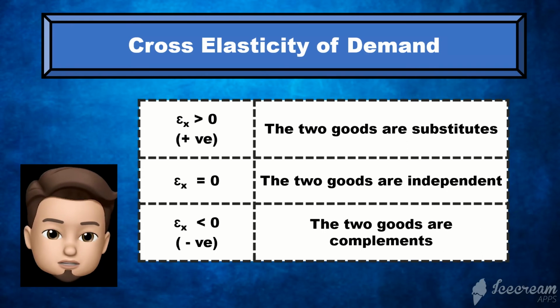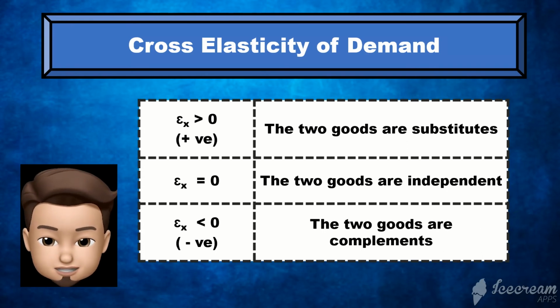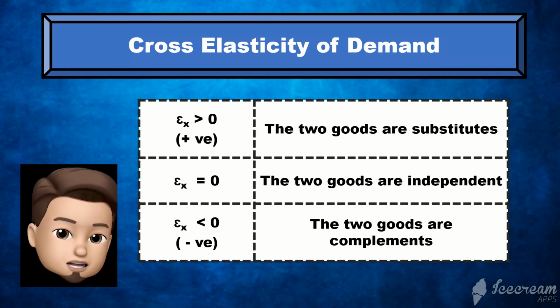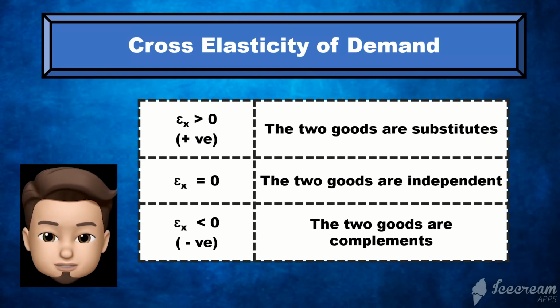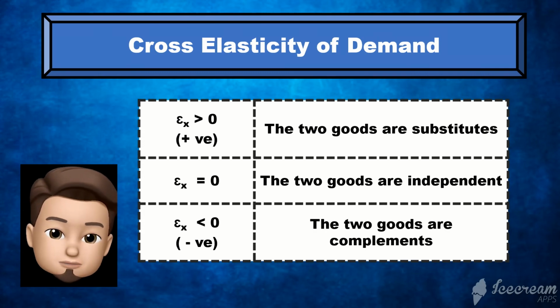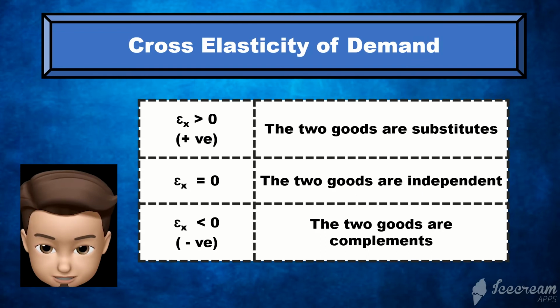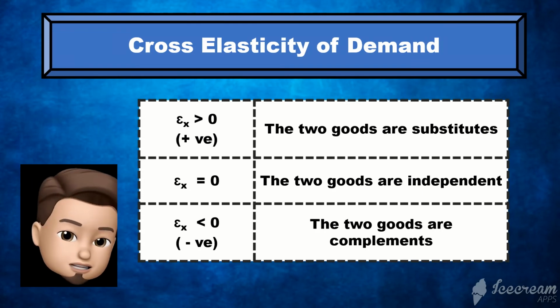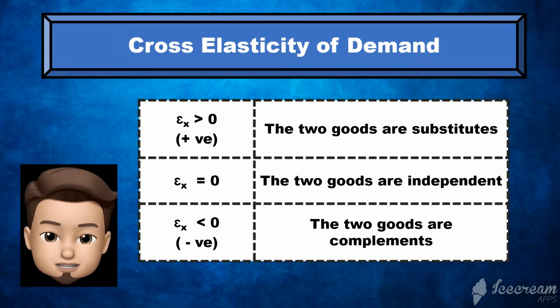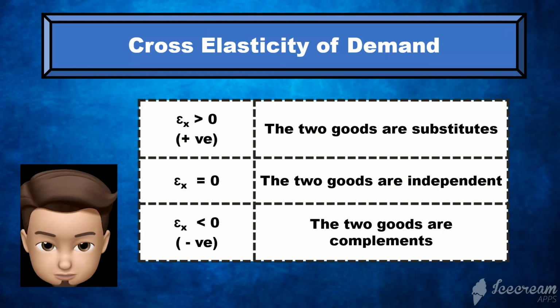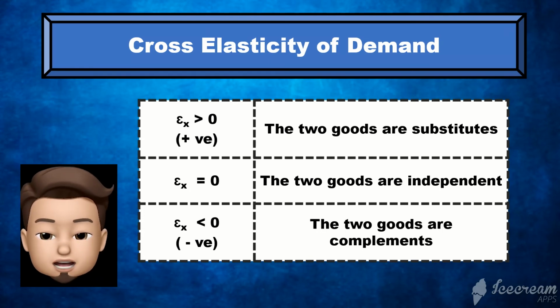How do we interpret cross elasticity of demand? There are three types. The first one is elasticity more than 0. That one is positive, which means the two goods are substitutes. The second is elasticity equal to 0. That means the two goods are independent. And the last is elasticity less than 0. That one is negative, which means the two goods are complements.